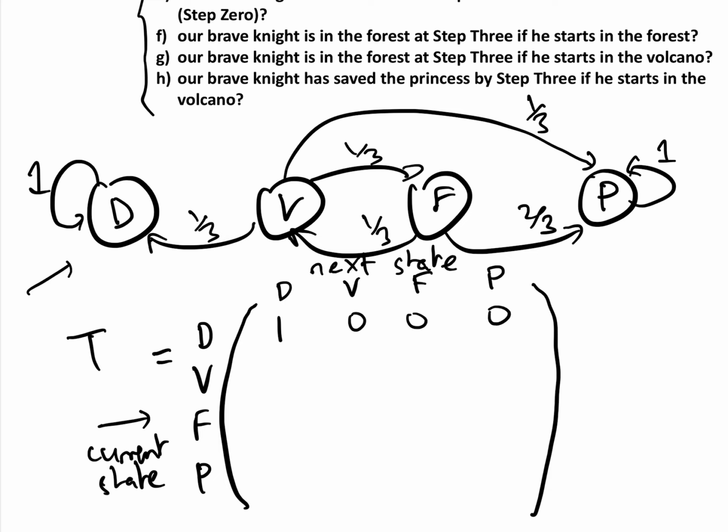Looking at it, if he's in D, then he stays in D. He can't possibly go to V, F or P. If he's in V, then he's got a third of a probability to go to D. He can't stay in V, and he's got a third of a probability to go to F and a third of a probability to go to the princess.